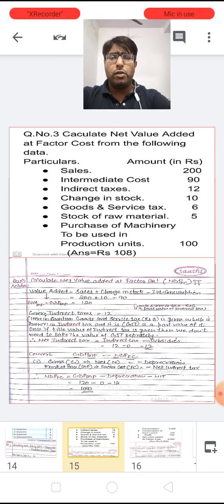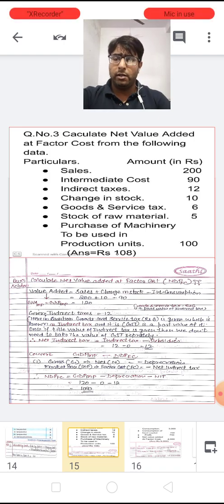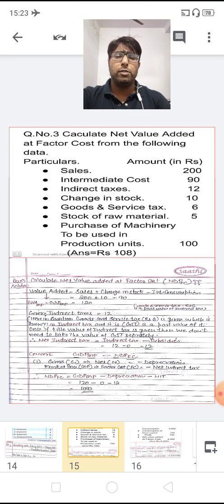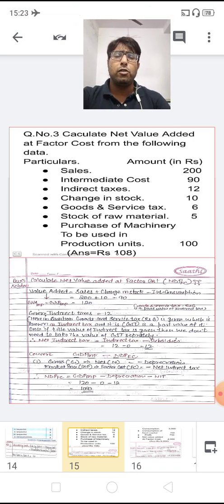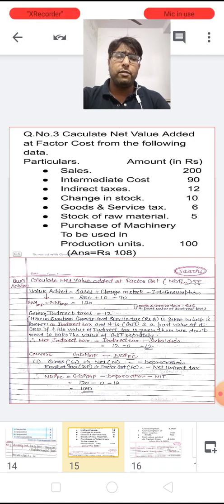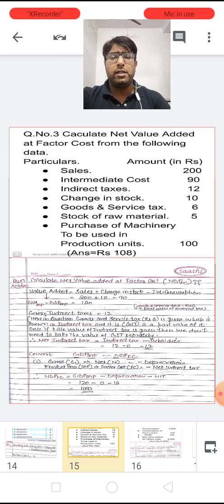Now one thing I want to explain to you here: net value added at factor cost means the questioner is asking us to find the value of net domestic product at factor cost, because net value added means domestic product and at factor cost means FC. So we have to find the value of NDPFC. Now what are the particulars given to us?